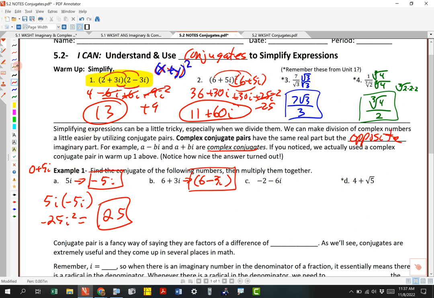Thank you. So we're going to take 6 plus 3i and we're going to multiply it by 6 minus 3i and we're going to see what happens. And this is why we want to be really careful when we're multiplying binomials.